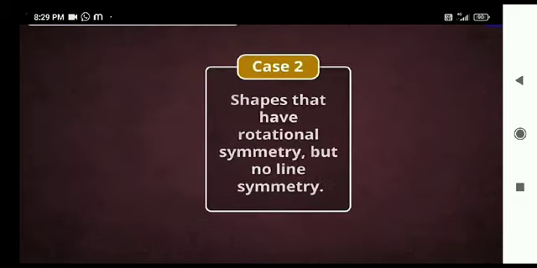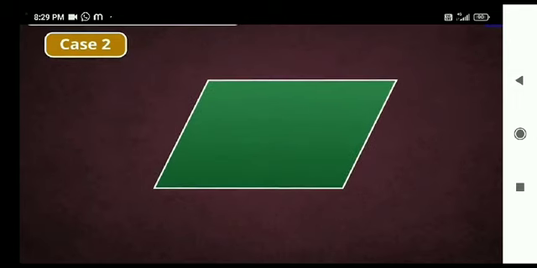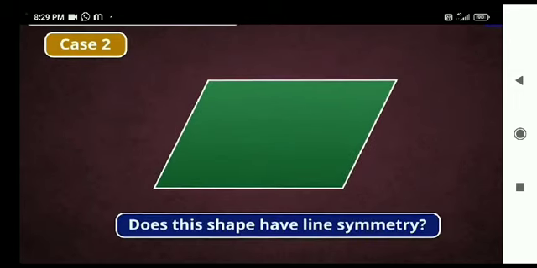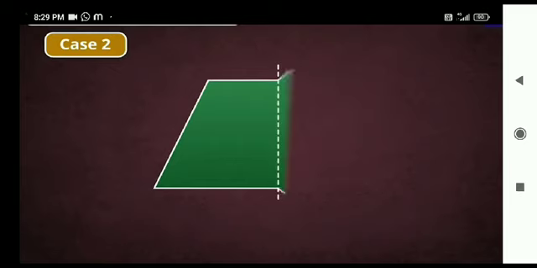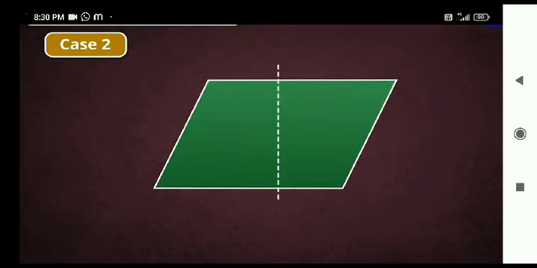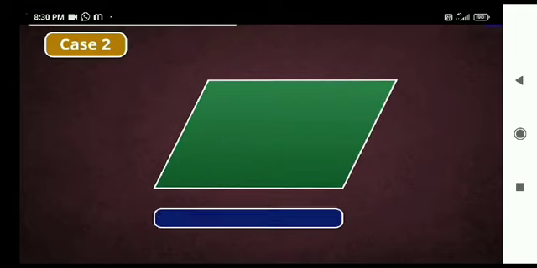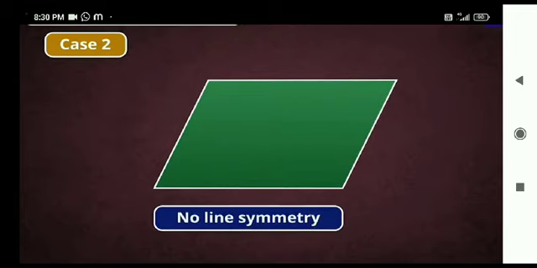Case 2. Shapes that have rotational symmetry but no line symmetry. Next, observe this shape carefully. Does this shape have line symmetry? Let's find out. Here, the two parts did not overlap when folded along the dotted line. We cannot divide this shape into two equal parts. Hence, it has no line symmetry.